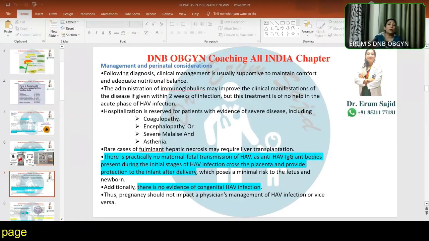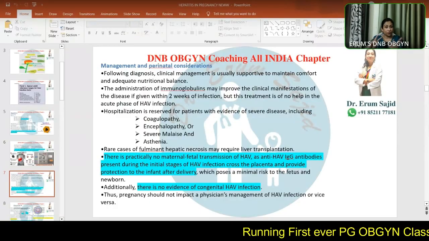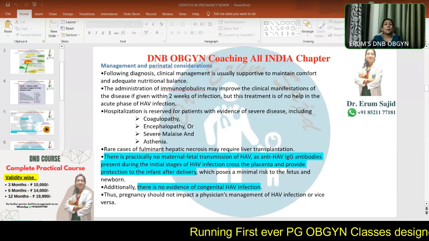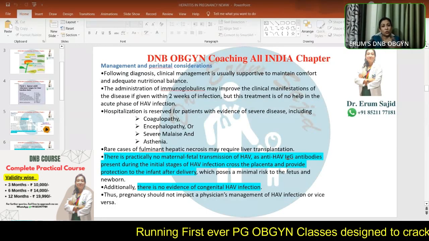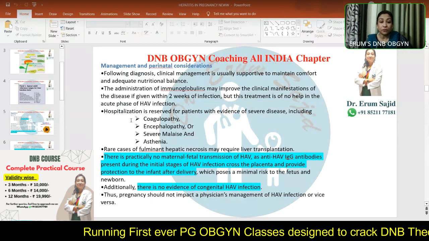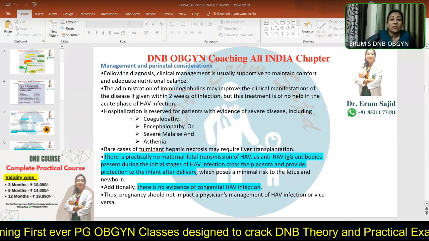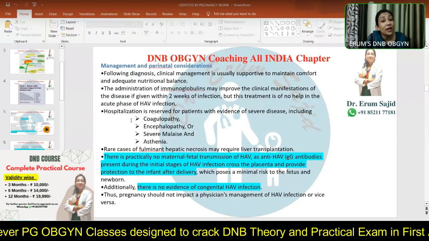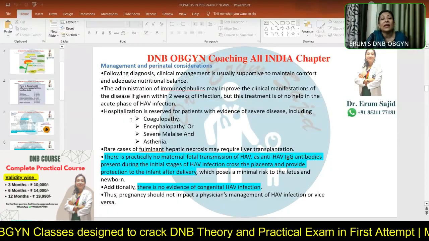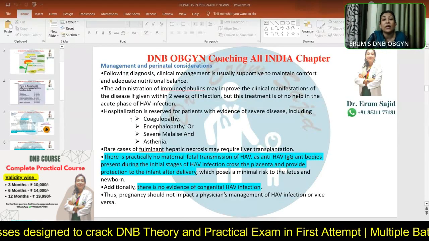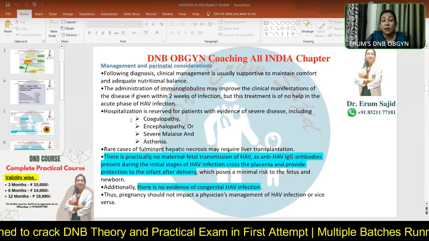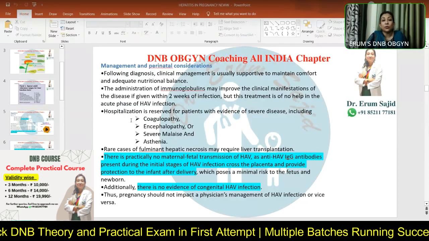We spoke about so many viruses, but the treatment was there for only a couple of them. Like in herpes, remember I told you what the dose was, and in varicella zoster I told you what the dose is. Okay, it's close together. And a couple in CMV to a certain extent, valacyclovir. So again, we're back. Following diagnosis, clinical management is usually supportive, and to maintain comfort, adequate nutrition, adequate hydration, enough amount of bed rest. That's the only way to do it.